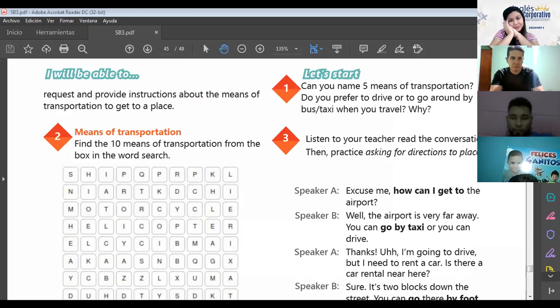Domingo, what means of transportation do you use? Do you prefer to drive, to walk, to take a taxi, to take a bus? To ask for a ride. I ask for a ride in the mornings. I mean, do you prefer to drive bus? You travel by bus. You drive, yes.